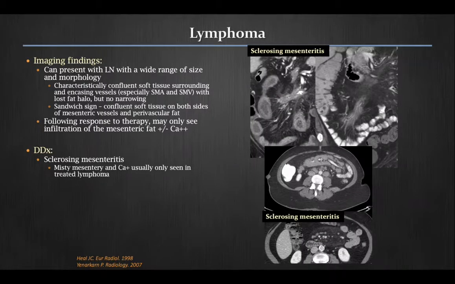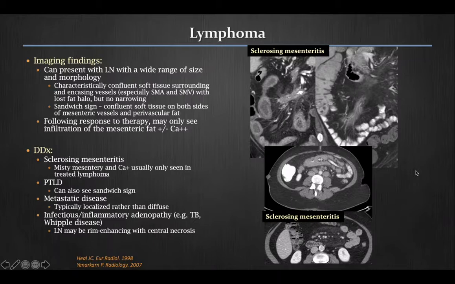Differential includes sclerosing mesenteritis or mesenteric panniculitis. Calcifications sometimes give you a clue that what you're looking at is treated lymphoma. PTLD can have the same appearance in somebody who's had a solid organ transplant. Metastatic disease can obviously present with lymphadenopathy. Usually these are localized to a specific draining lymph node basin with the primary suggested by the location rather than diffuse multi-station lymphadenopathy. And then other infectious or inflammatory causes like TB or Whipple disease can also be considered with this multiple location lymphadenopathy.